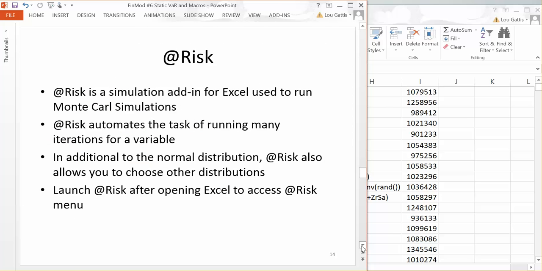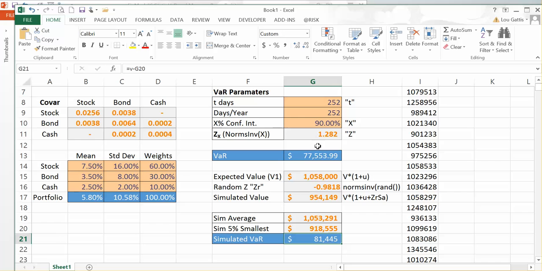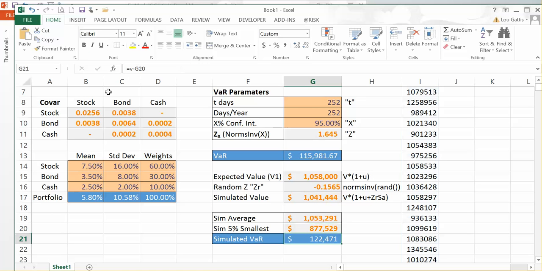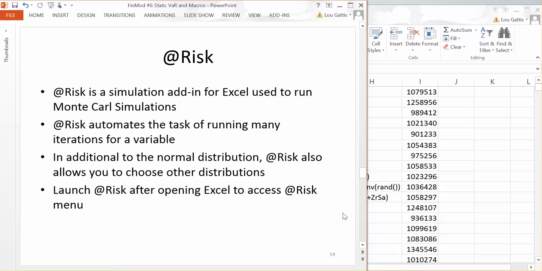All right, last thing we're going to do is we're going to calculate the same value. We'll do a 95% VaR. Change this back to 95% or 5% here. Except this time we're going to use @RISK. @RISK is a Monte Carlo simulation software. It's used in Excel as an add-in. It allows you to run, say, normal distributions, and later we'll talk about other distributions you can use.